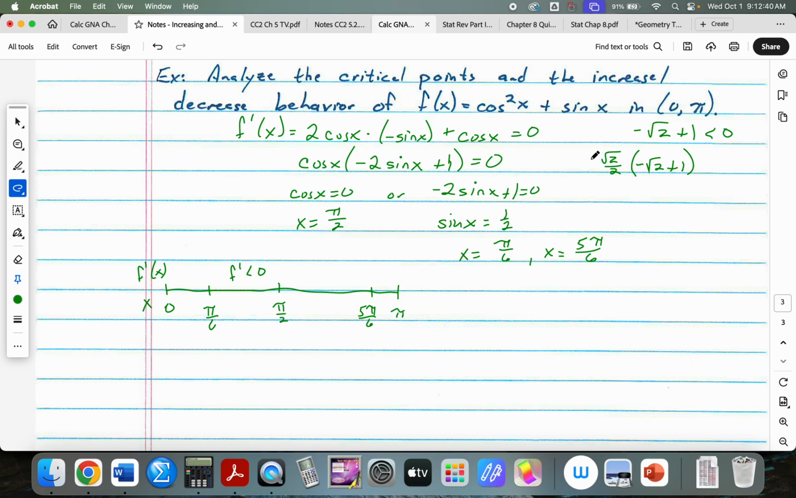Sorry, I kept thinking that was wrong. It's like, yeah, cosine is negative in the second quadrant. So I've got a negative times a negative is positive. So here, f prime greater than 0.